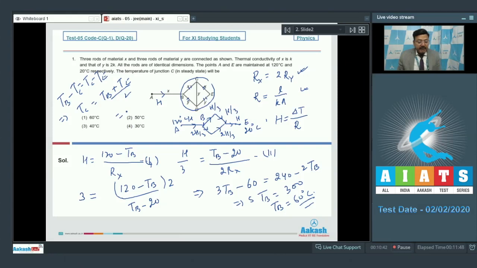So now that we have values of TB and TE both, we can easily find the value of TC. So it is (60 plus 20) divided by 2. That means it is 80 by 2, or it is simply 40 degrees C. So we have the temperature of junction C now, which is 40 degrees C. So that means for question 1, option 3 is correct. Let's go to the next question now.